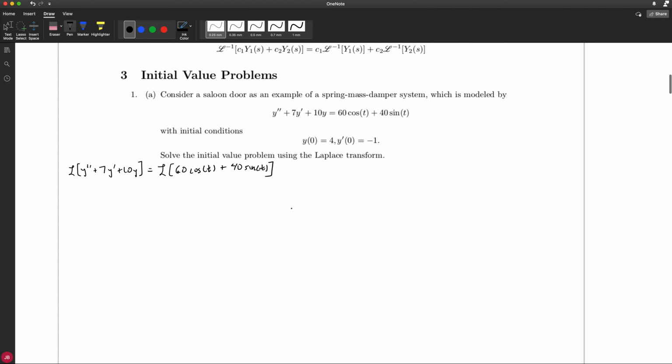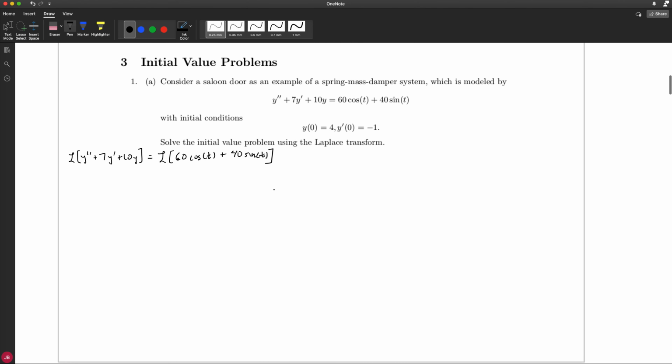Okay. So here's how we start off by solving the problem. We're going to apply the Laplace transform to both sides. We've done this many times now. So let's see what we get.